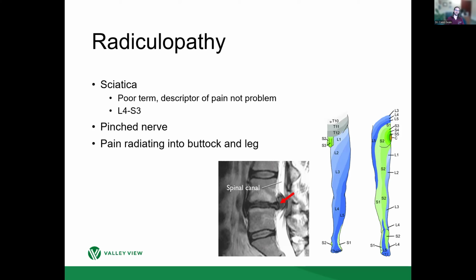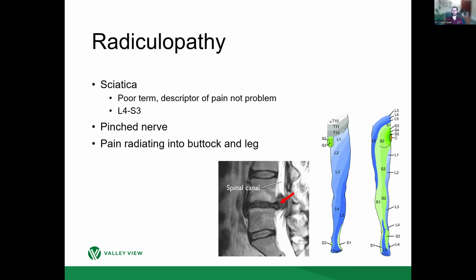The sciatic nerve is actually made up of those nerve roots that we talked about from L4 to S3. And so I provided a MRI here down in the bottom part of your screen that shows a large disc at looks like L4-5. And so that disc is likely pressing on a nerve root, which then causes that sciatica, but really it's a radiculopathy.